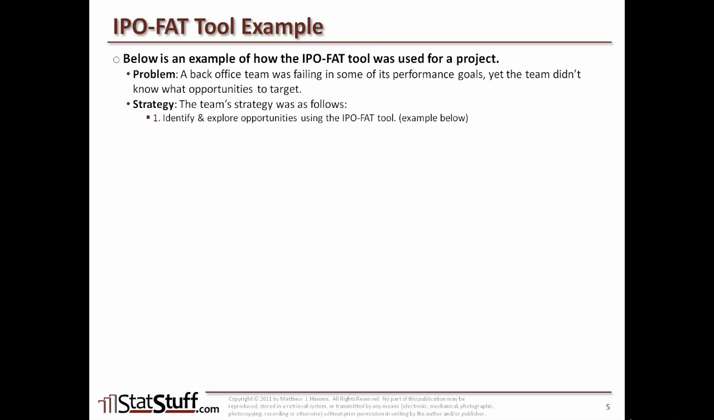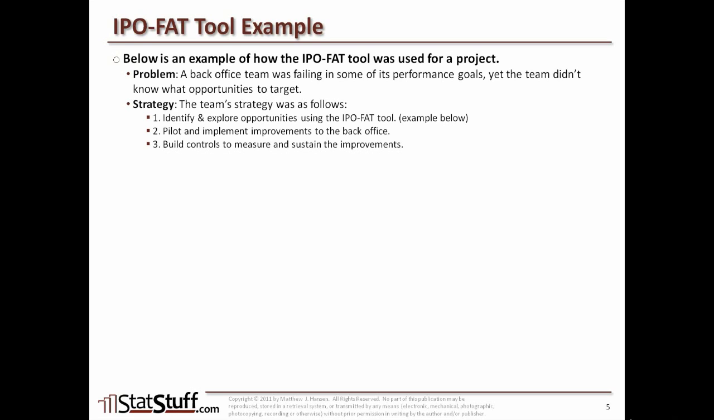First, identify and explore the opportunities that are out there using the IPO-FAT tool, which we'll get into in just a minute. The next step would be to pilot and implement the improvements to that back office area based off of what you found. And then finally, you'd want to build some controls to measure and sustain those improvements.